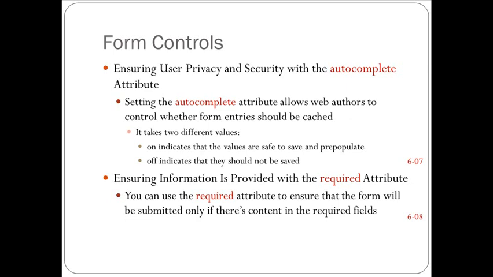It has one of two values. It's either on or it's off. On indicates that the values are safe to save and pre-populate. Off indicates that they shouldn't be used. And later on, actually the next video, we'll look at using autocomplete with a data list as well that will allow you to predefine some possible values very similar to what a select box is. The required attribute, again, would make it so that whatever they're typing in that text box, they actually do type something in. Want to be sure that they do that.